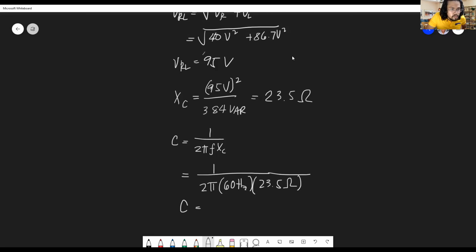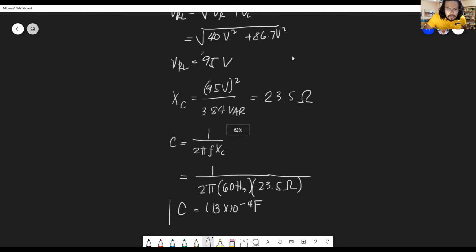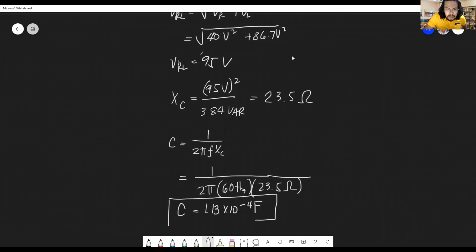1.12, or 0.01 farad. So 1.13 times 10 to the negative 4 farad. That is the value of the capacitor that we have to add to the system to improve the power factor of the system.